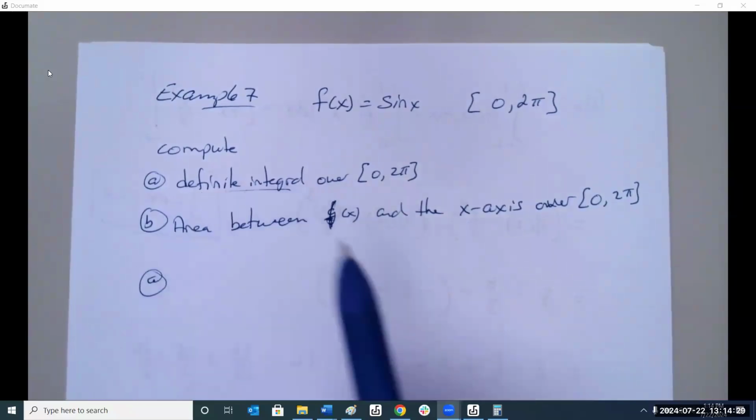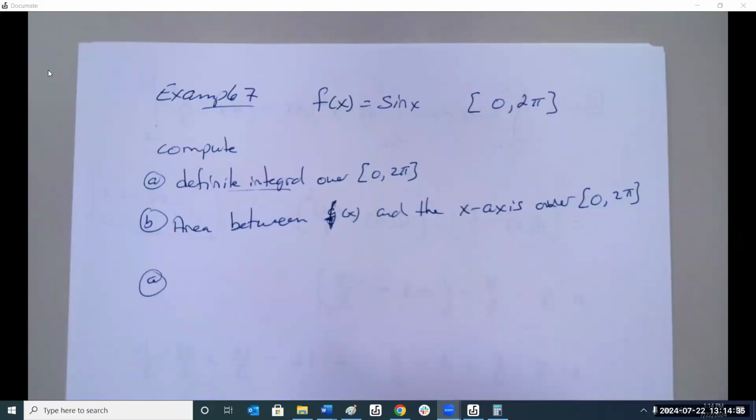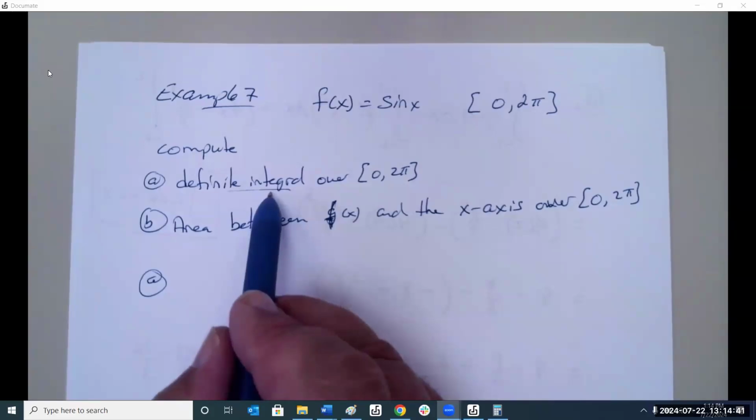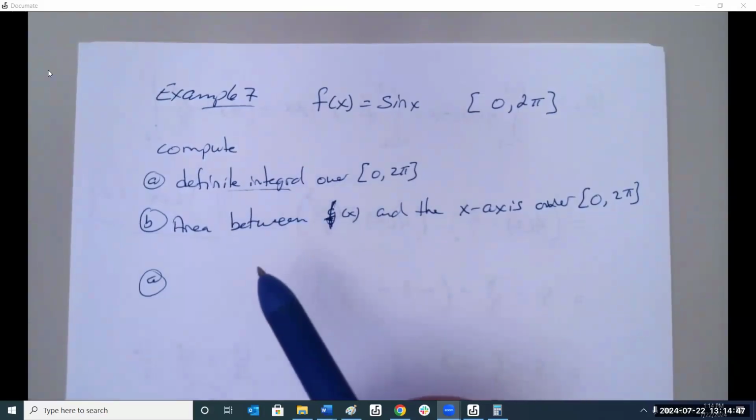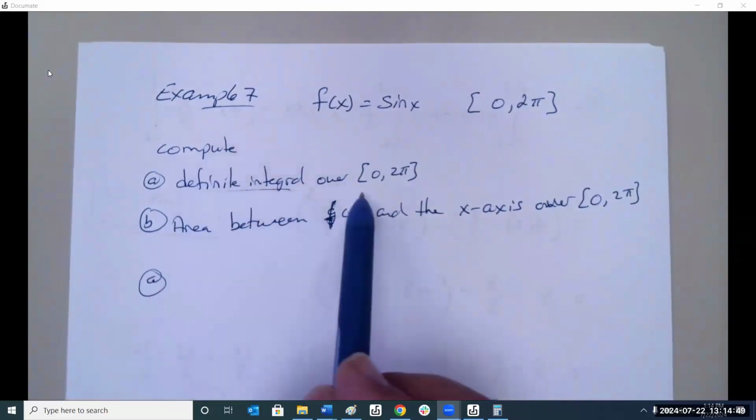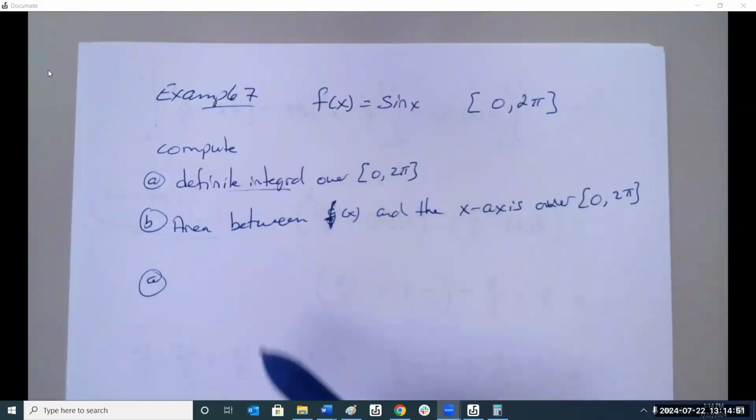What does it mean by definite integral? What is a definite integral? What's an integral? Well, but how do we represent it mathematically? Whereas to compute this, how do we set up an integral?